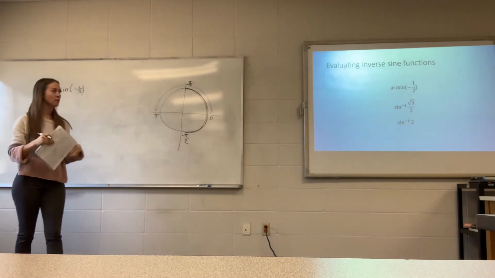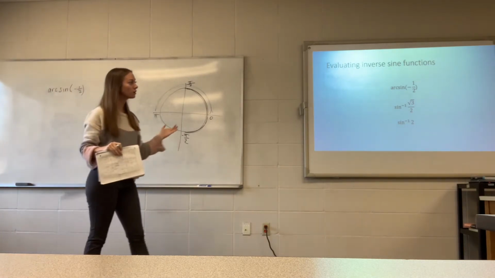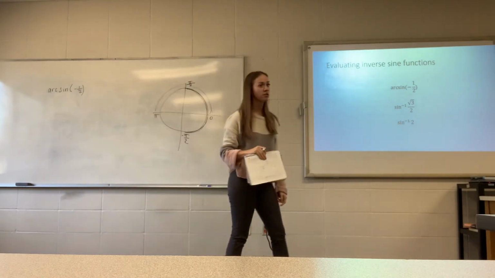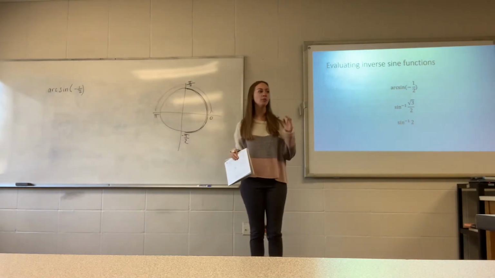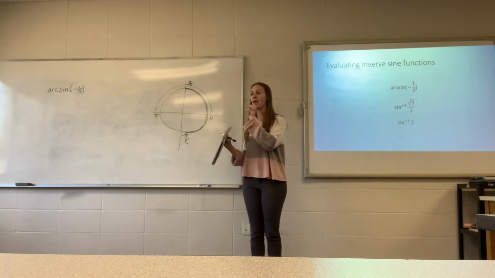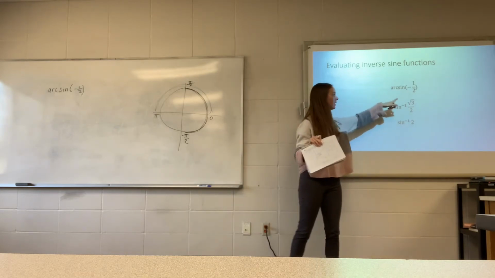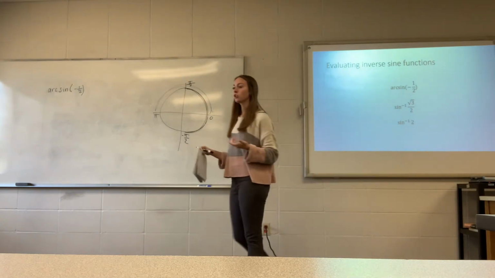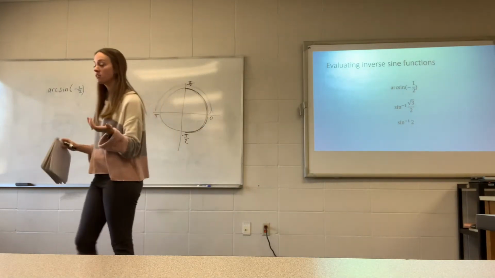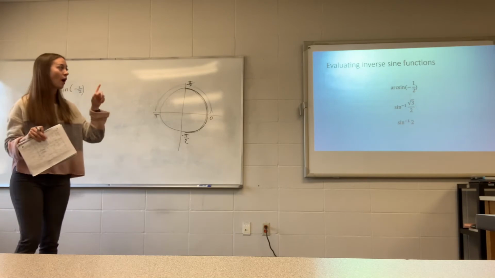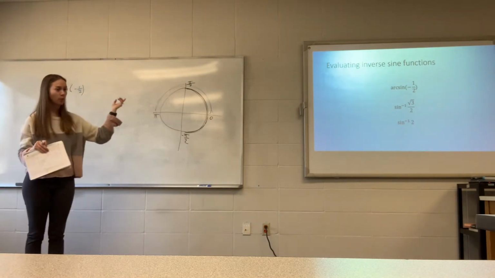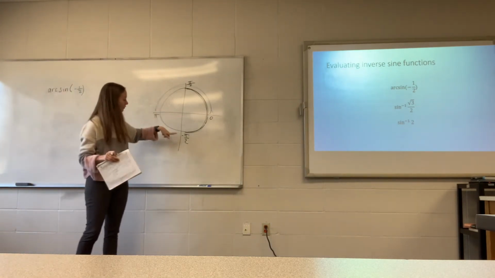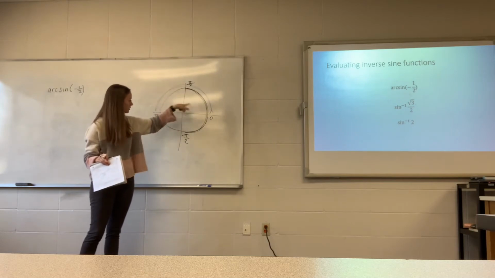Okay, so the first one, it says arc sine of -1/2. So what this means is I'm looking for the angle where sine is -1/2, okay? But if you look at your circle, there might be 2 spots where sine is -1/2. So I need to make sure I'm in the correct domain. So should I be looking from -π/2 to π/2 or 0 to pi?